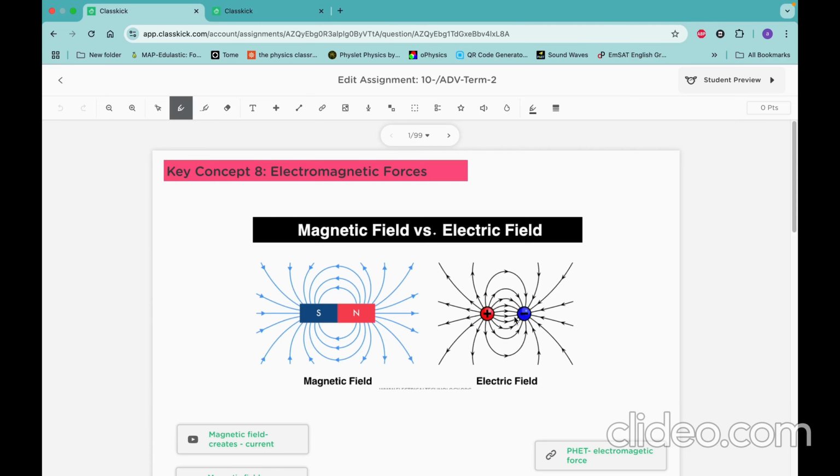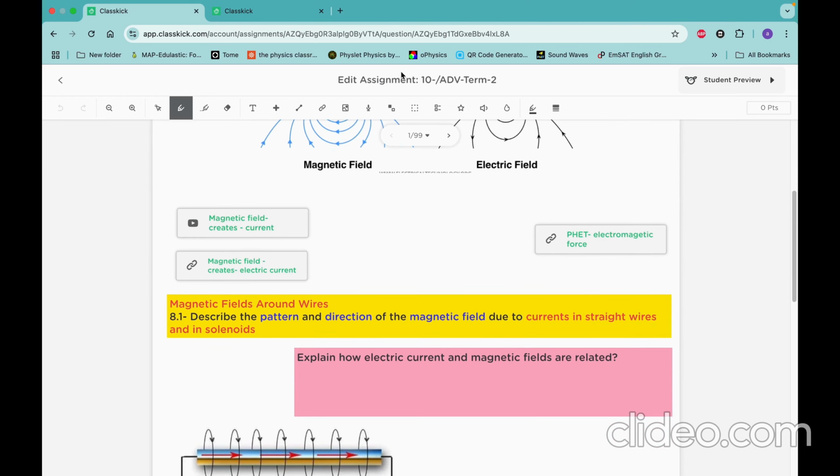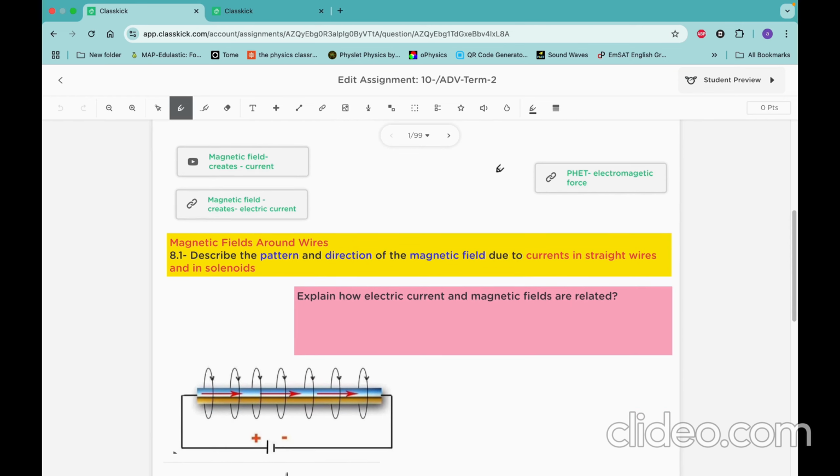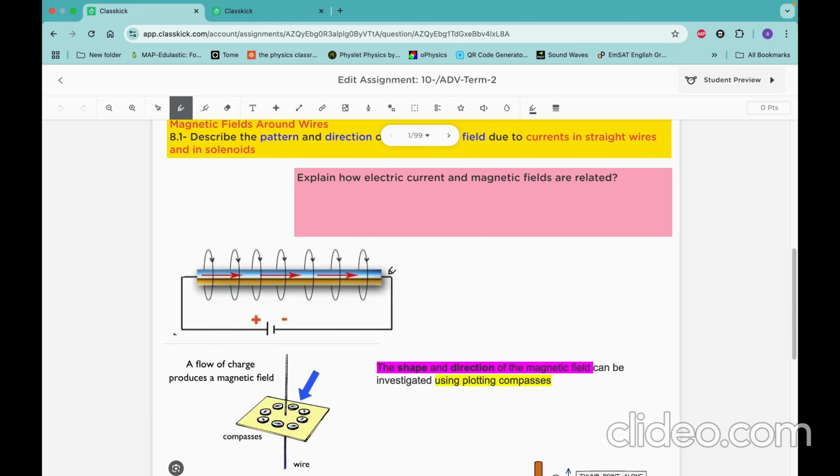With key concept 8 that talks about electromagnetic forces. In a very simple way, this talks about the magnetic field created or generated when electricity passes through a wire. So if we have a wire and this wire is connected to a source of electricity such as a battery, this means electric current will pass through this wire. So this will allow the wire to generate a magnetic field.